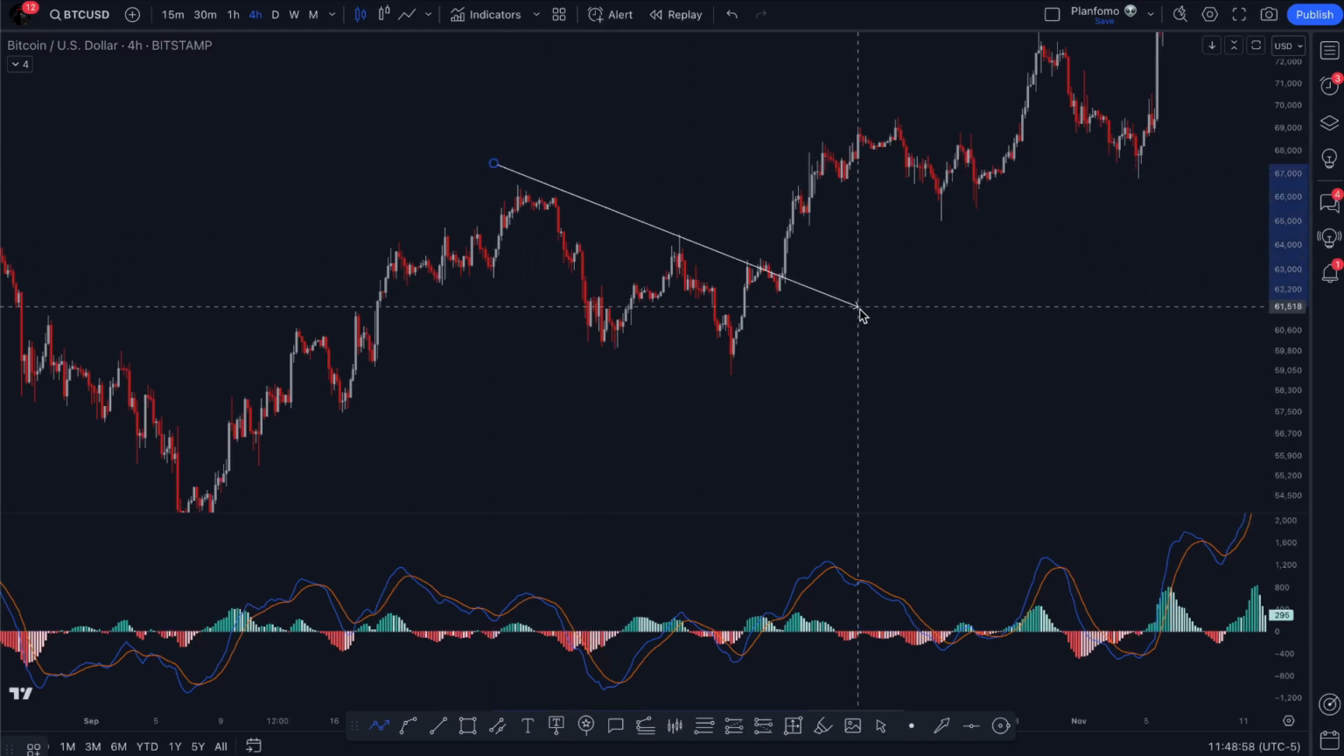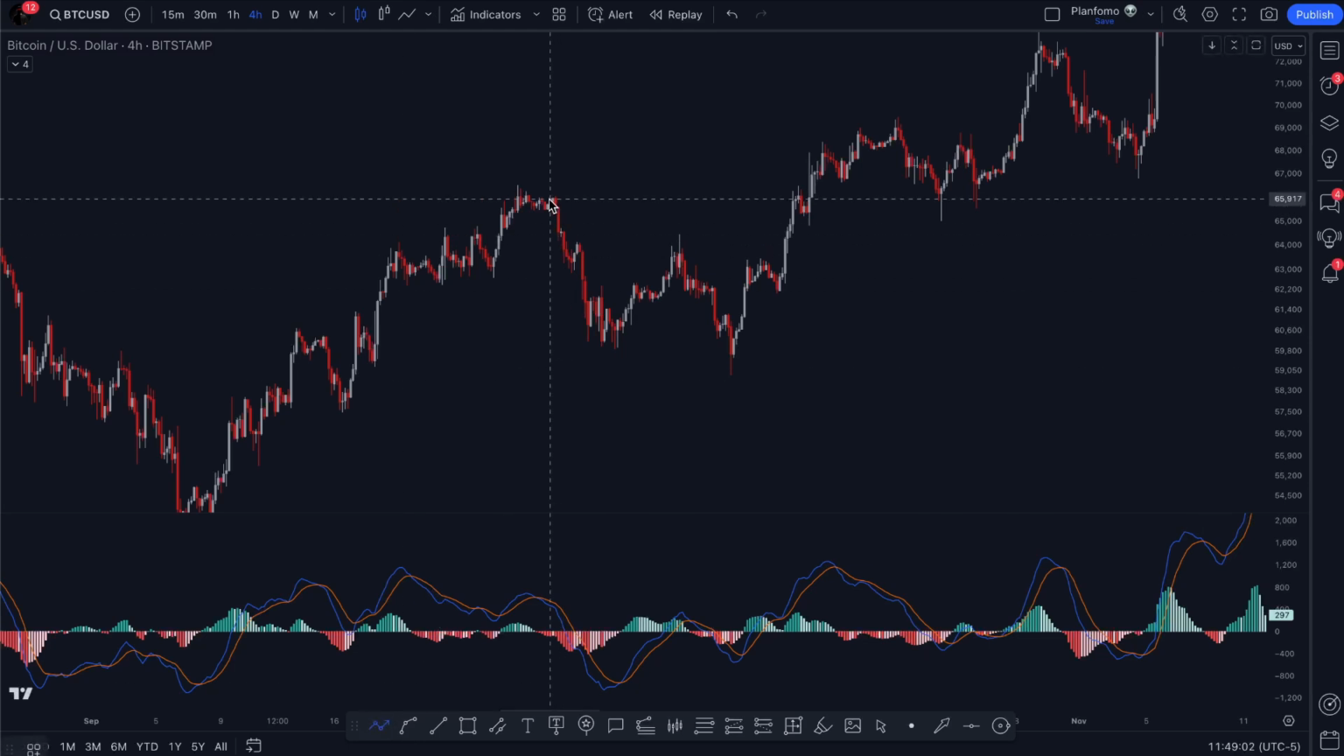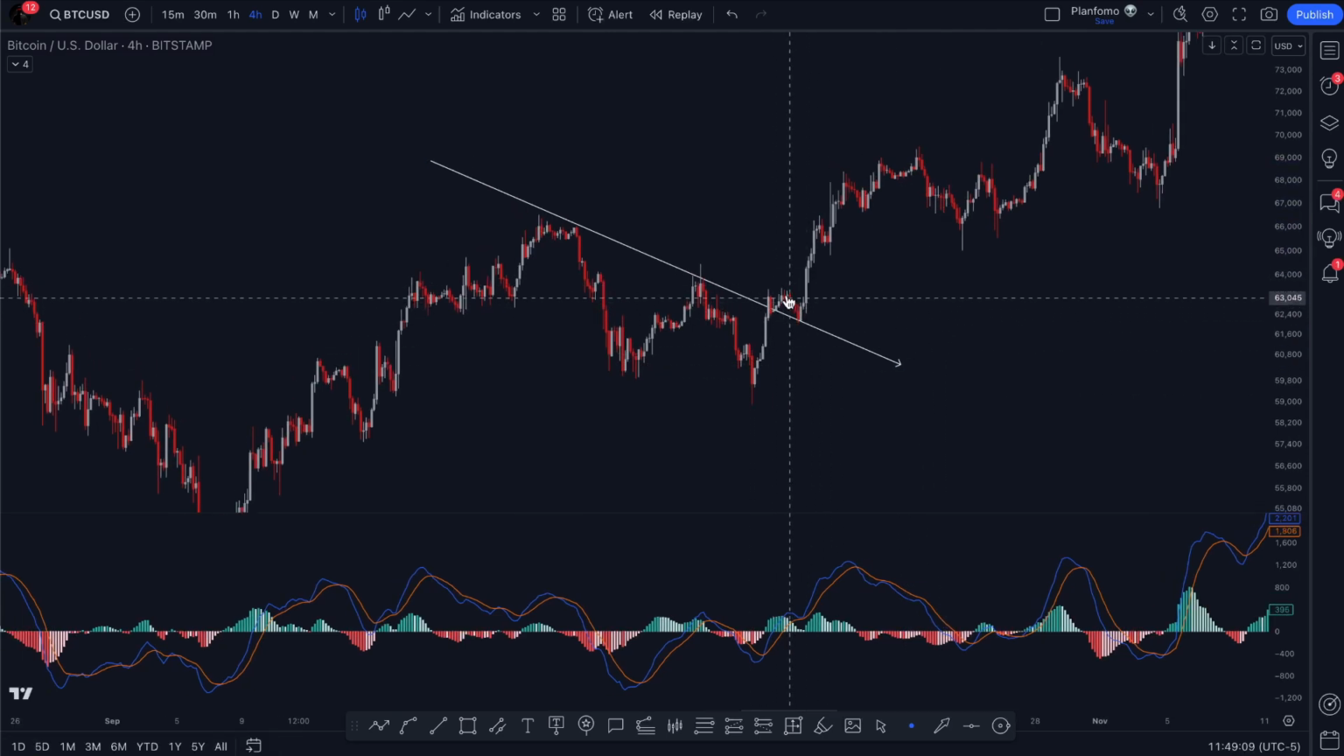4-hour time frame. The price is going down. Sorry for that. Boom. Descending trend line that acts as a resistance, and we're waiting for a potential breakout and movement to the upside. Look at around here.